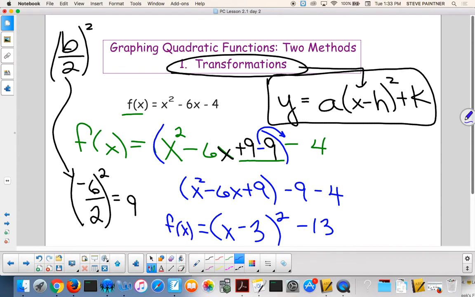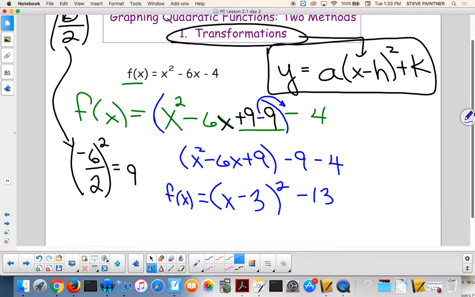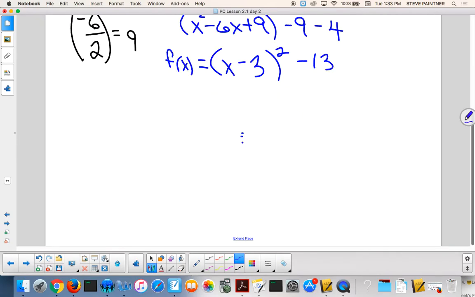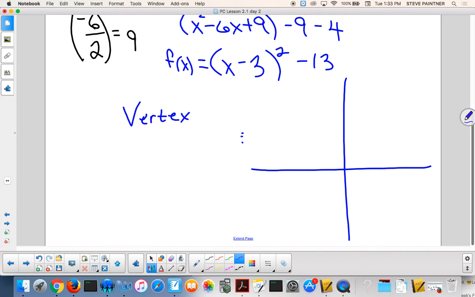Now, why is that so nice? Because you can do what? Graph it. You can graph it. So quick, make a quick graph of this so that I know you know what you're doing. Okay, where's the vertex? Three to the right, down 13. Yep, 3, negative 13. So a quick sketch would be 3 over and 13 down.